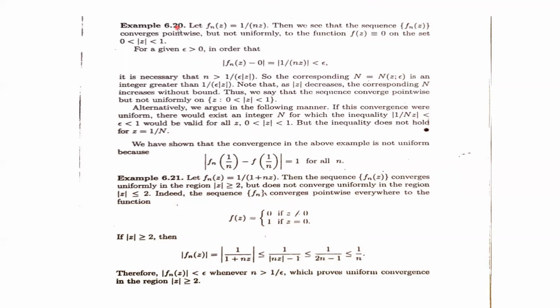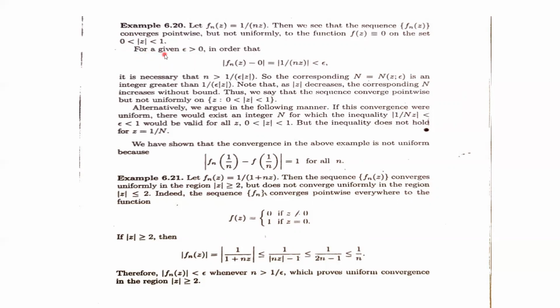Okay, example, let us choose f_n(z) to be 1 by nz. Then we see that the sequence f_n(z) converges pointwise but not uniformly to the function f(z) equal to 0 on the set 0 less than mod z less than 1. That is, the domain is here the unit circle, and it excludes the boundary circle and also excludes the origin.